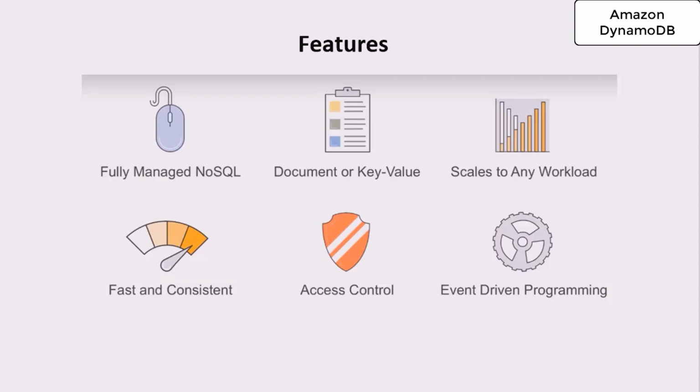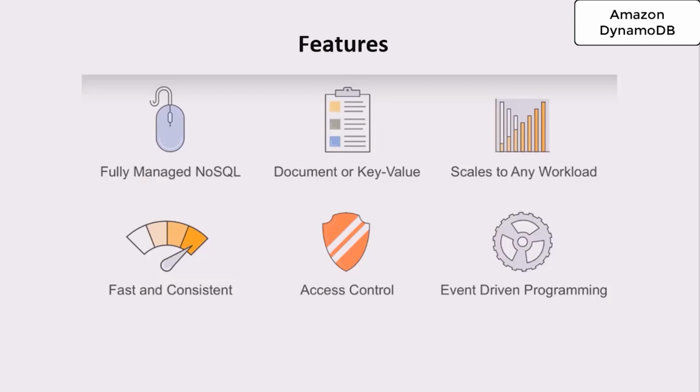Second, it has a document or key value paired structure. That means we have keys and values assigned to them, and this kind of data can be stored in DynamoDB. Third, it can scale to any workload. As we discussed, it can process millions of requests every second. So it's highly scalable. It can work on any load. The fourth one is that it's fast and consistent. So you don't have to worry about speed. You can easily rely on this for speed and other things.